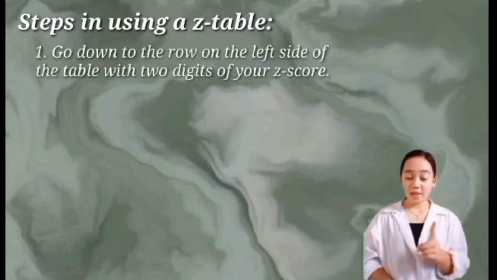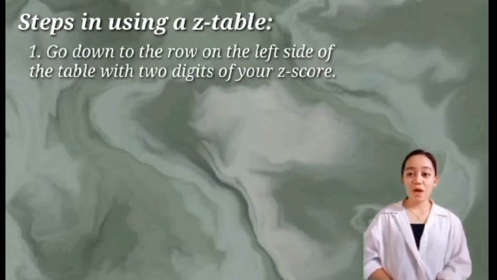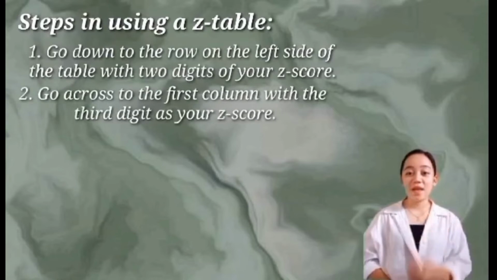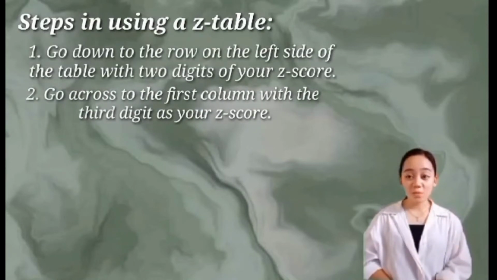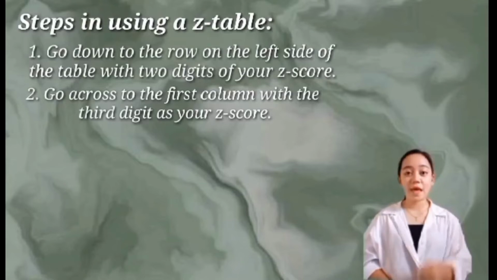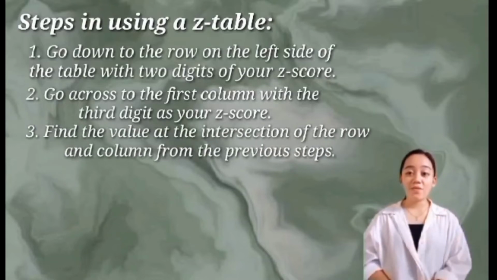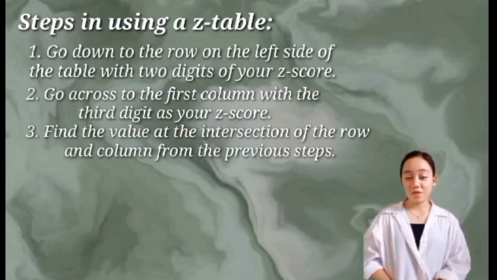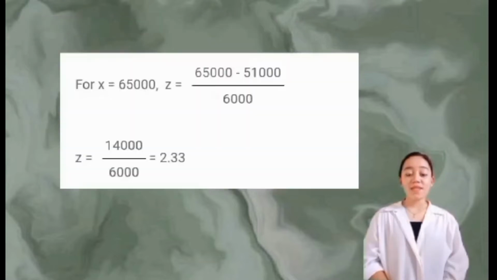Step number 1. Go down to the row on the left side of the table with the first 2 digits of your Z-score. Step 2. Go across to the first column with the third digit of your Z-score. Step number 3. Find the value at the intersection of the row and column from the previous steps. Using our previous example, we will use that Z-score to locate its percentage on the Z-table.